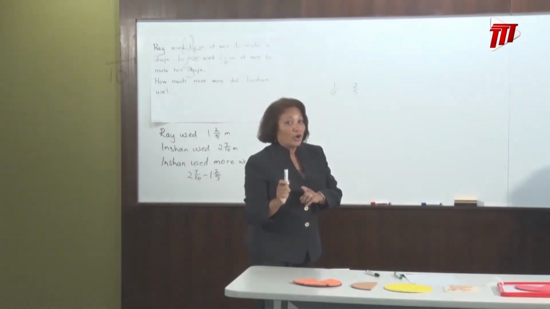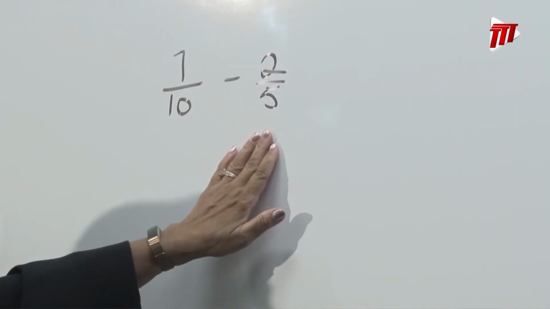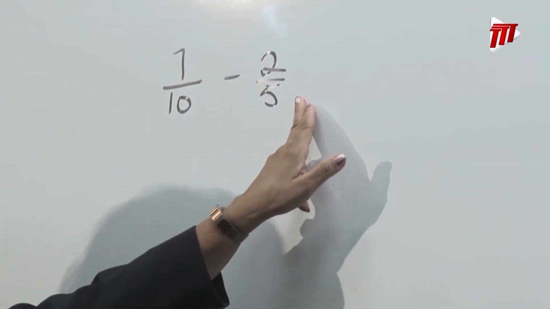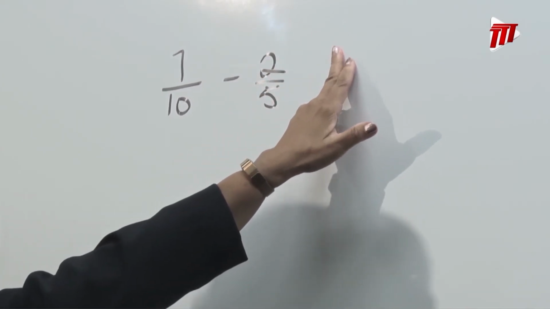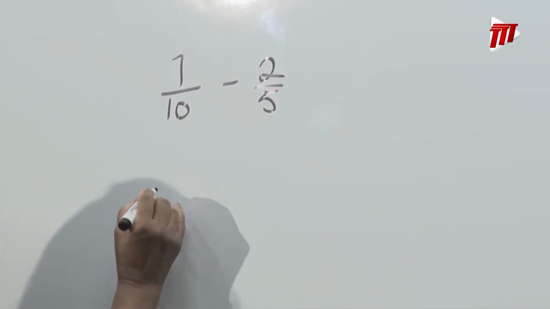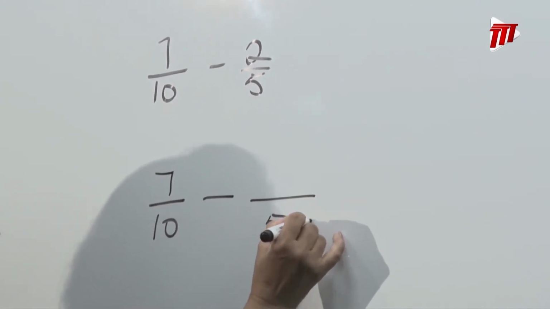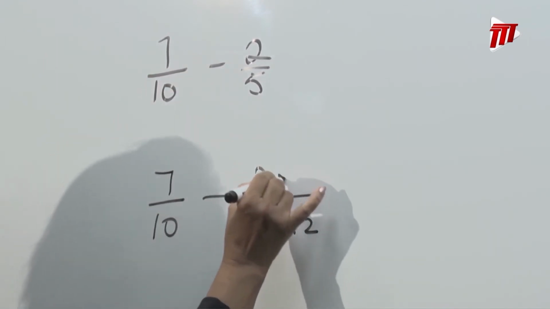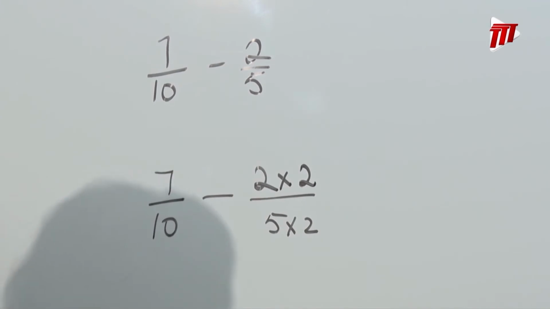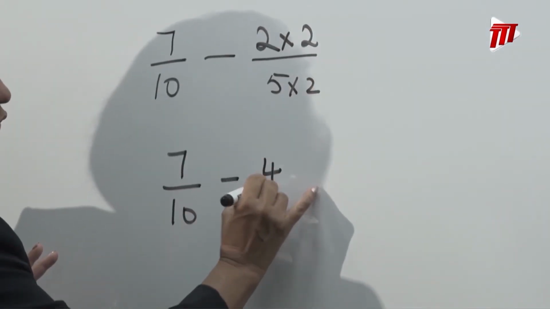First thing we check, are the denominators the same? No, they're not. So we're going to have to change the fifths into tenths. To get this into tenths, I'm going to have to multiply the denominator by 2. And as a result, I would have to multiply the numerator by 2 as well. So I will have 7 tenths minus 2 times 2, which is 4 tenths. So I would have 7 tenths minus 4 tenths.